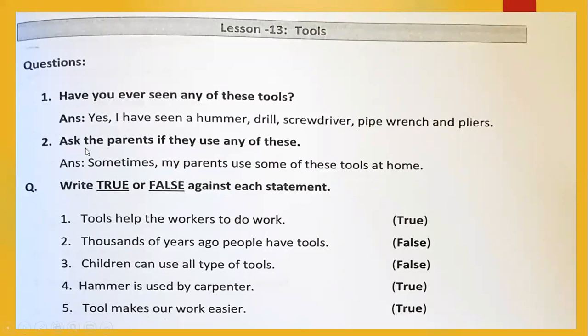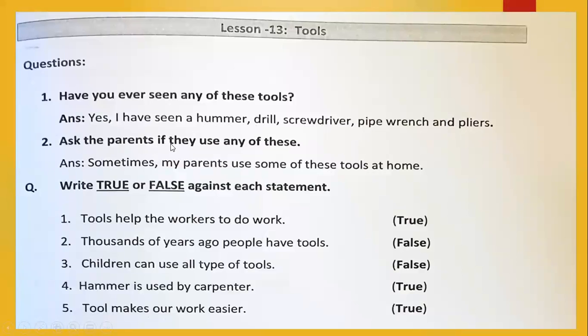Then the question answers, we have only two questions. Question number one, have you ever seen any of these tools? Yes, I have seen a hammer, drill, screwdriver, pipe wrench, and pliers. I think most of you children have seen all these things. Your parents have all these tools at home: hammer, drill, screwdriver, pipe wrench, and pliers. So you can ask them to show you if you have the hammer and the drill at home, but don't try to use it on your own because you are very small at this time to use these things. Just see your parents if they are working with these tools.